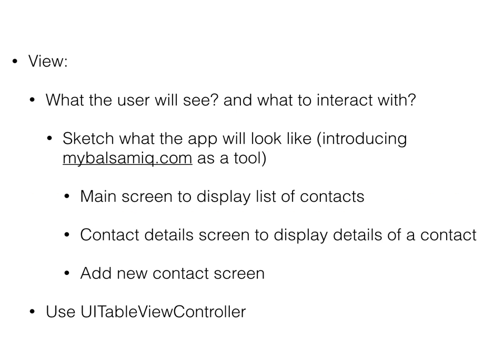Then we go to the view, what the user will see and what to interact with. Sketch a view for the app, and we use a tool like MyBalsamiq to create a mockup for the app. Here I'm going to create three screens. The first screen will display the list of contacts. Then I will have another screen that displays the details of the contact, and a third screen where we can add a new contact. And then there will be navigation between the three screens. I'm also introducing here a new type called the UITableViewController. The UITableViewController is a library type.